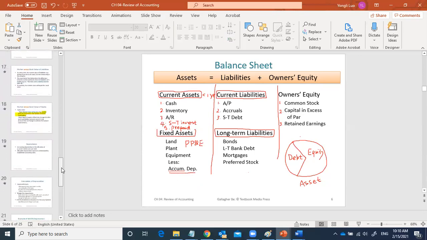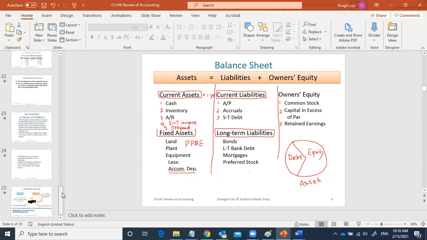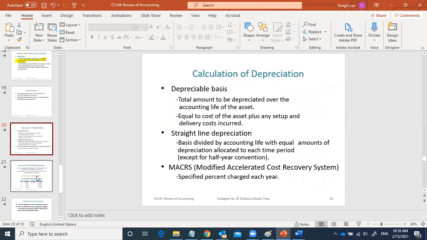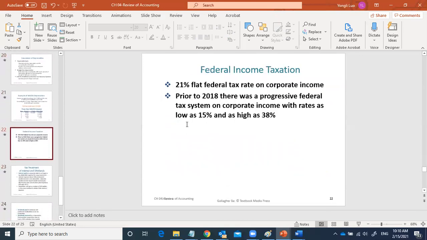And next up, we're going to talk about the corporate income tax, and also the inventory methods: first in, first out, last in, first out, right?